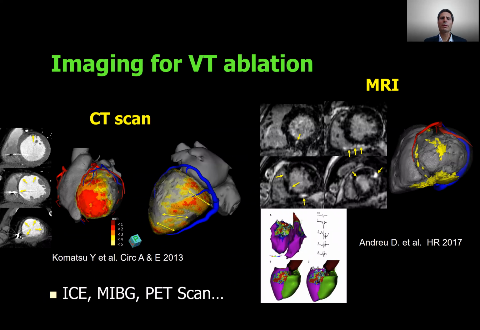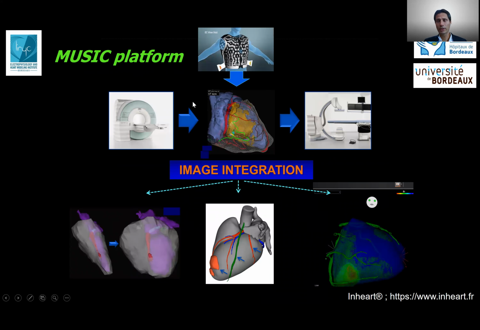So when you think about imaging for VT ablation, you have mainly two tools, CT scan and MRI, but you could have much more, such as ICE, MIBG, PET scan, or whatever kind of imaging techniques. I will mainly talk about CT scan because the spatial resolution is much better, it's easier to get, especially in patients with ICDs. And whatever is accompanying, the sequences are the same. But there are publications with both technologies, CT scan or MRI.